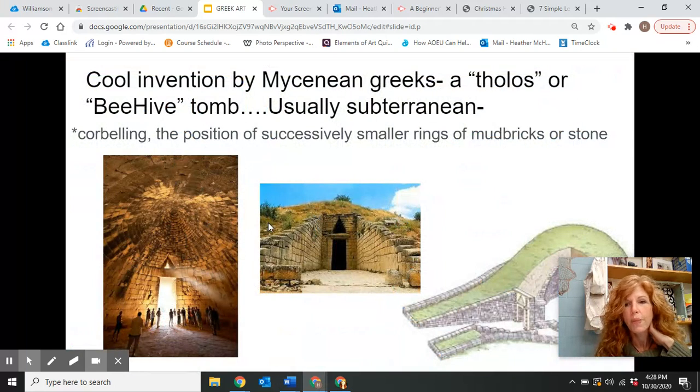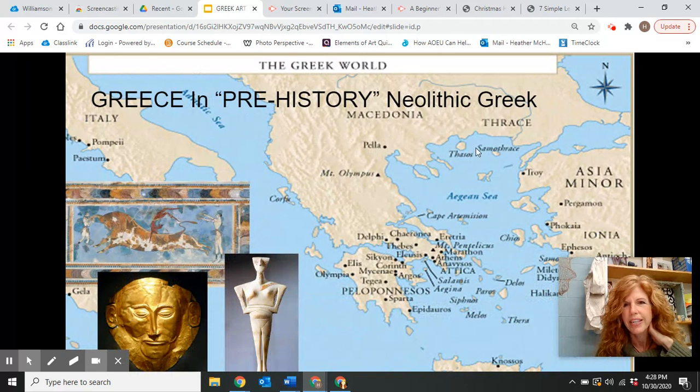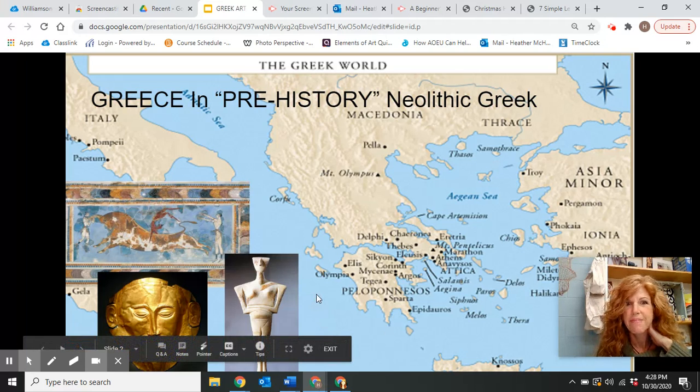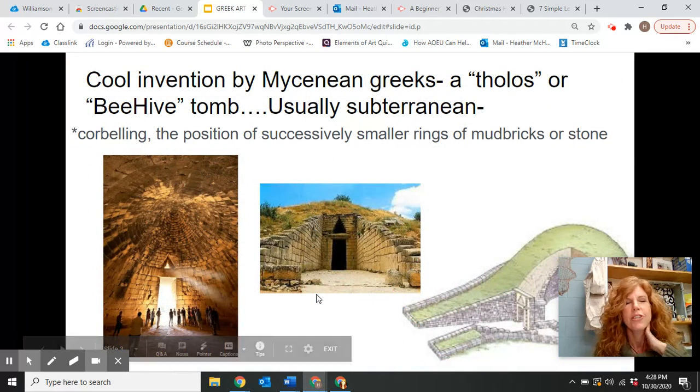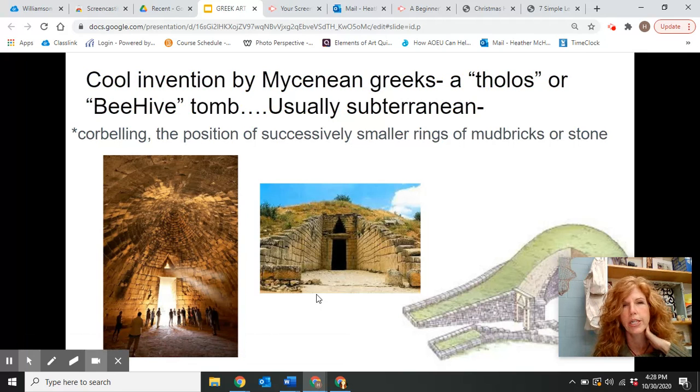All right. Oh, I want to go back to here. Right up here, look right here. That's Samothrace, right? We know the Winged Victory. Right there is the island of Samothrace. Look how close it is to Asia Minor, which is also known as Turkey, right? Pretty amazing.